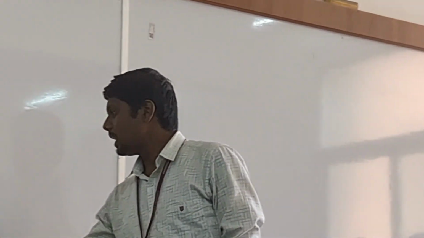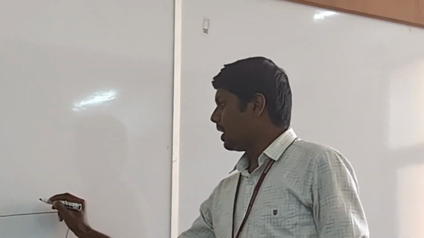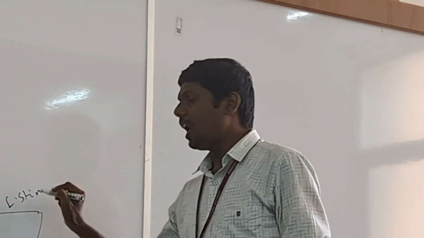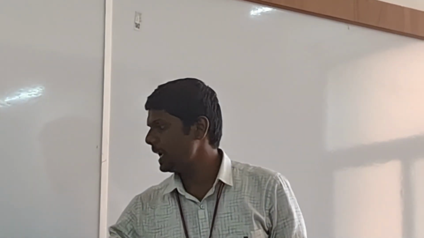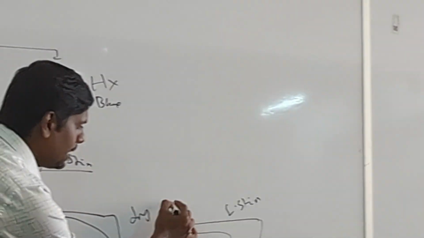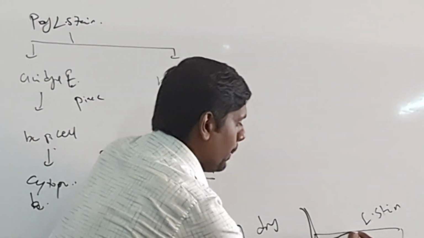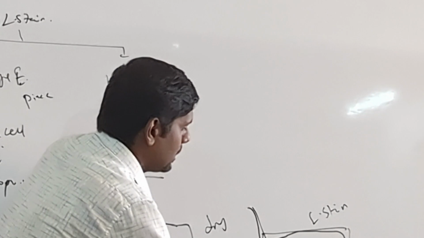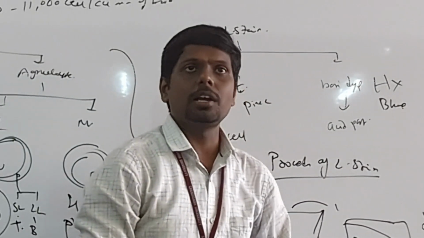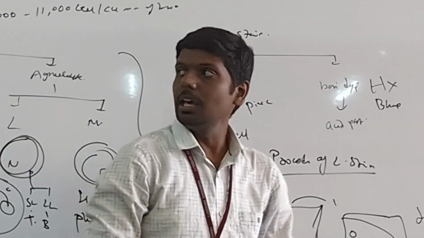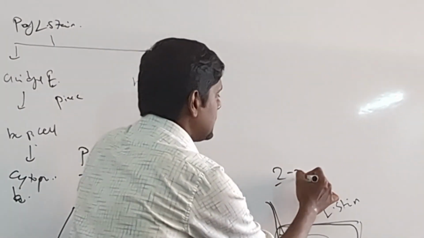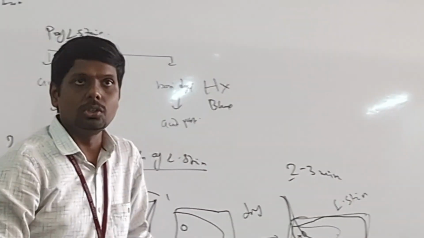Upon drying it, you will do staining. Now you will add Leishman stain. This is the head and this is the tail part of the smear. Carefully, from the head part, start dropping Leishman stain drop by drop, and the entire slide must be covered with your Leishman stain. Wait for 2 to 3 minutes.